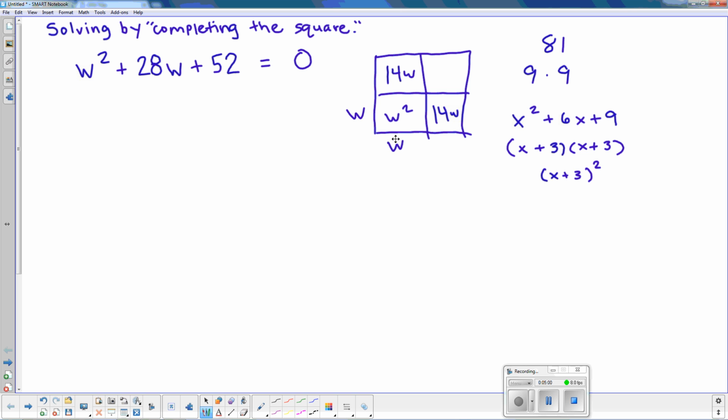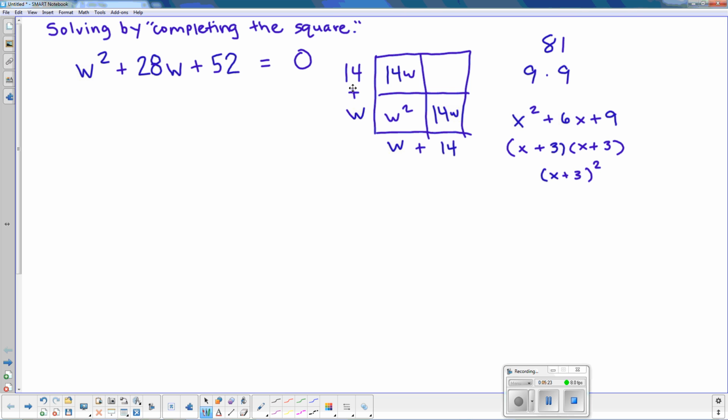w, w, because w times w is w squared, just like we had on the algebra tiles. And then w by 14, so w plus 14 there, would give us our 14 w's, and then w times 14 would give us 14w.